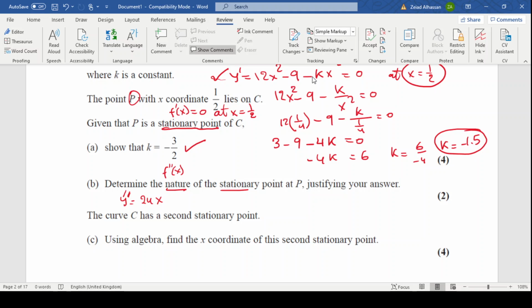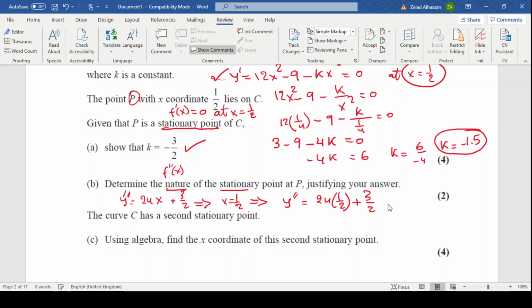And let's substitute the value of x at x equals half. This implies that the second differentiation is equal to 24 times half plus 3 over 2, and whatever the value was, this is greater than 0, which means at x equals half we have a minimum. Determine the nature, that is a minimum. Justify your answer by using the second differentiation.